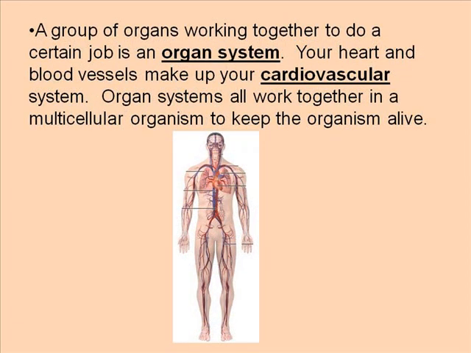When we take groups of organs that work together and we group them, they're going to make an organ system. So an organ system is going to be multiple organs that work together to get a job done. So your heart and your blood vessels are going to work together to make up your cardiovascular organ system. So all of our organ systems are then going to work together to keep the organism alive.